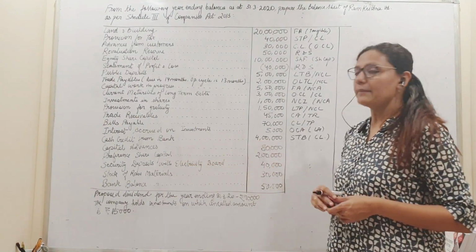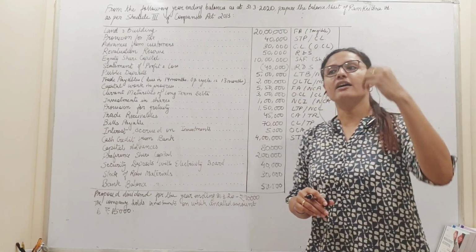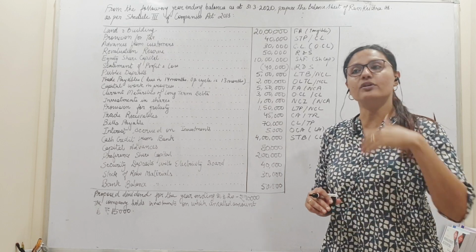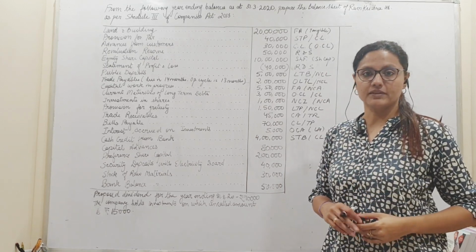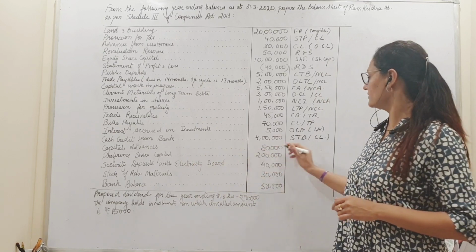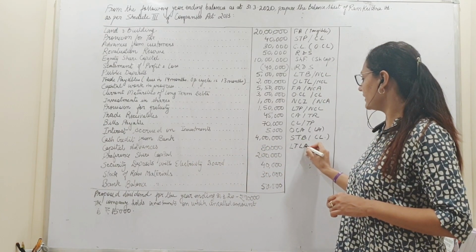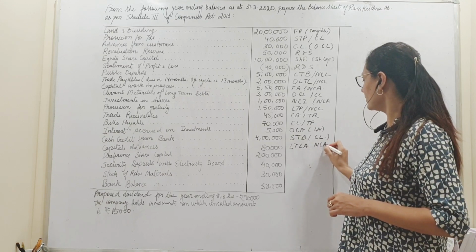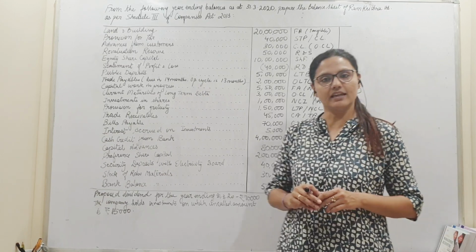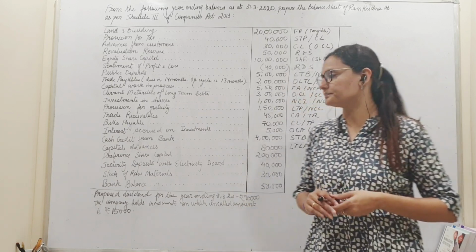Then capital advances. Capital advances, I already told you, suppose you're purchasing a fixed asset and you have made an advance payment for that. It's not goods, it is an asset. So that capital advances will come under long-term loans and advances under non-current assets. Right? You have made an advance, you will receive the fixed asset, so it's an asset for you.